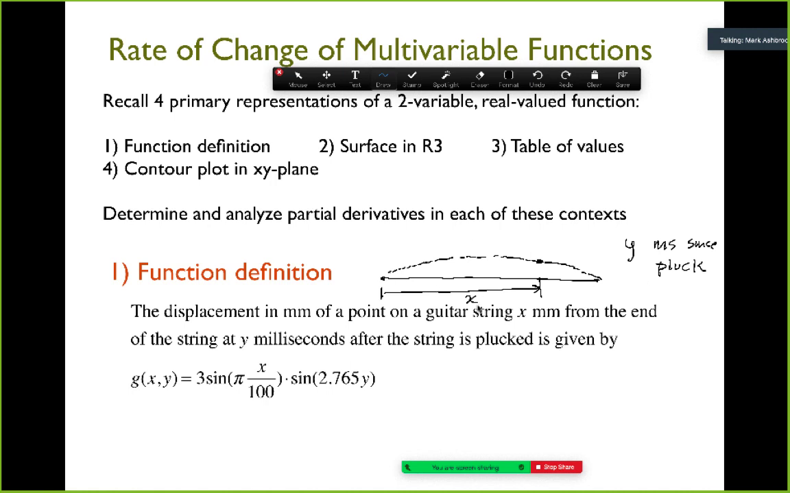So this thing is oscillating, right? This is very, very exaggerated, but that's what a string does to produce the sound. It vibrates. As it's vibrating, it's taking on these different displaced positions from just at rest. So this function tells you this right there: how far the point is from its at-rest position. So this is g of x, y, the displacement.